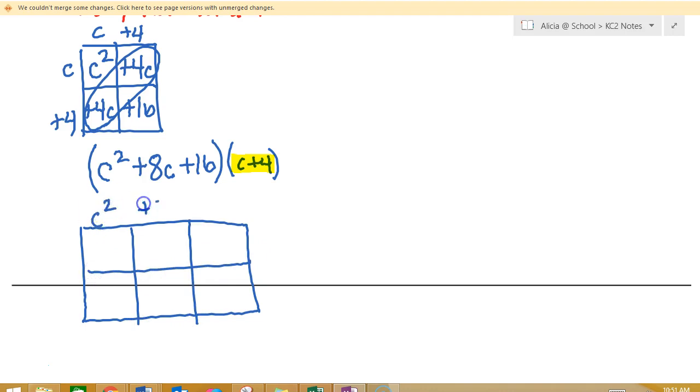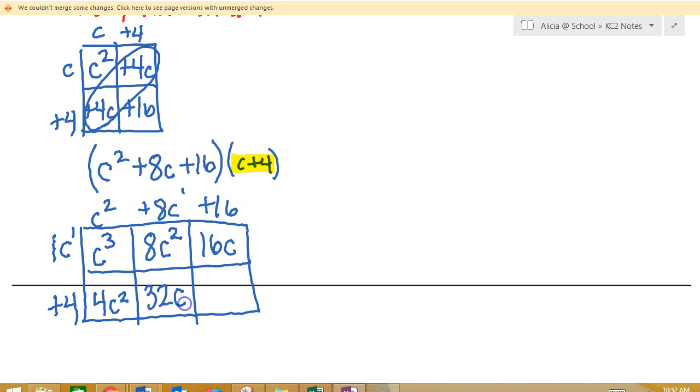My c squared, my positive 8c, and my positive 16. On the left side, I'm going to have my c plus 4. Multiply all of these terms together. C squared times c to the first, I'm going to add those exponents to be c cubed. 8c times c to the first. Well, there is that invisible coefficient of 1 in front of that. So 8 times 1 is 8. C to the first times c to the first is c squared. I add the exponents. 16 times 1c is 16c. 4 times c squared is 4c squared. 8c times 4, well 8 times 4 is 32c. 16 times 4 is 64.